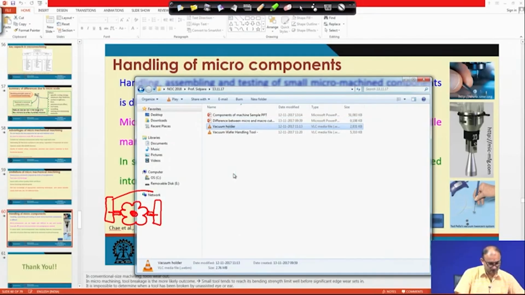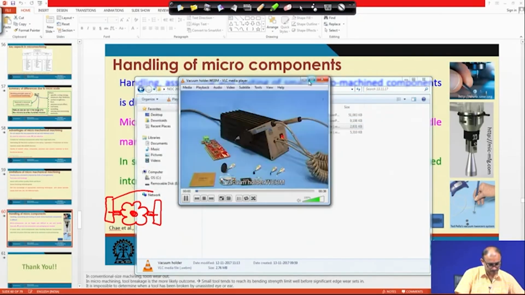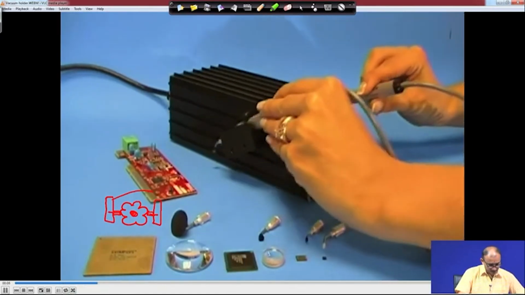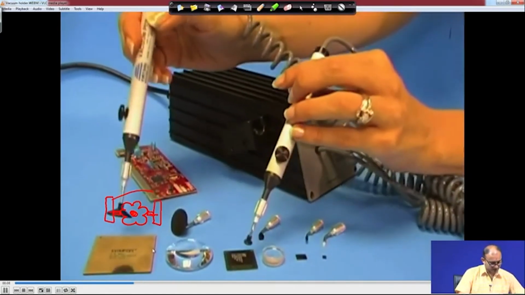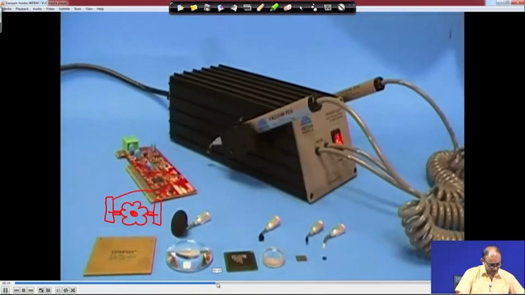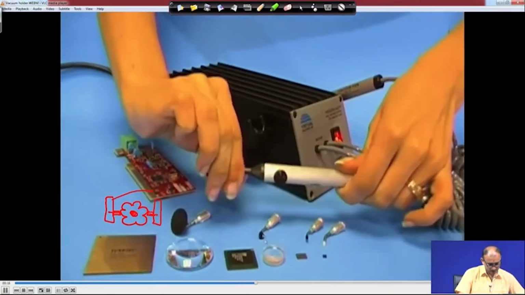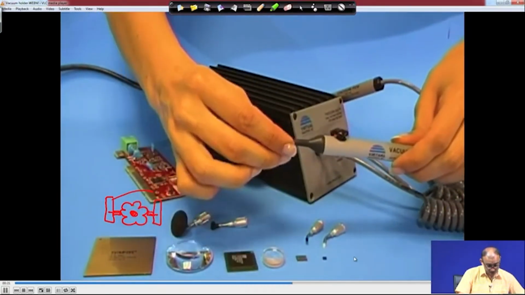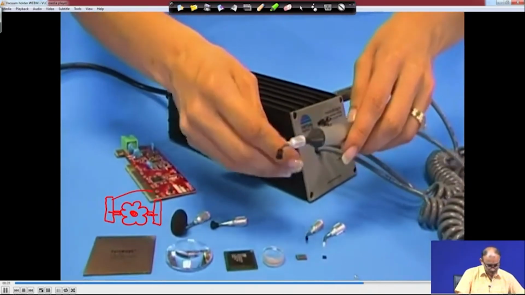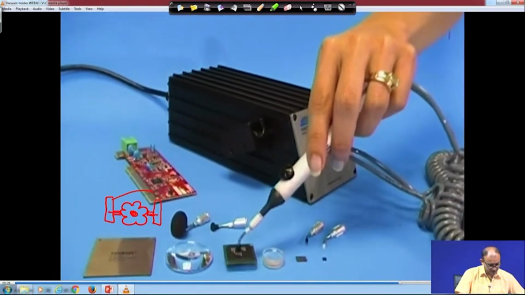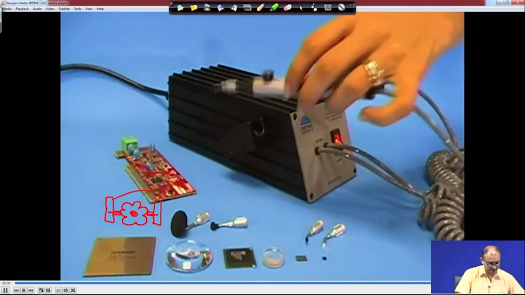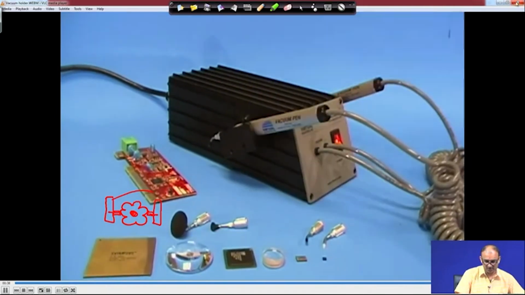Now, if you see, this is one of the vacuum holders, right, and these are the different nozzles available depending on the size. So, you can change this particular nozzle depending on the size of the component you want to pick up. And because of this air, it will just suck, and you press this button, it will release this particular part. So, that is the advantage of using this.